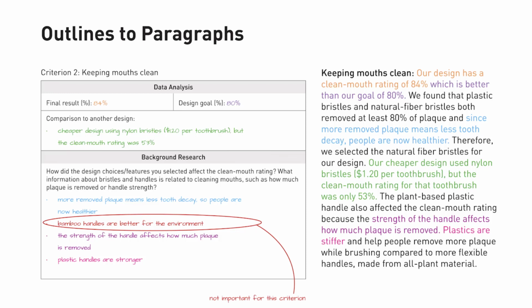The finished paragraph uses lots of strong evidence from the background research section. Which evidence was left out because it was not relevant to the criterion? Bamboo handles are better for the environment.